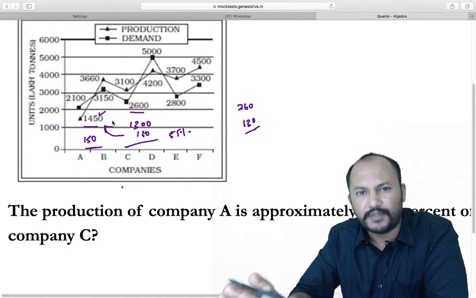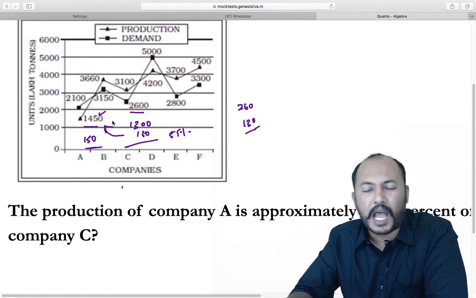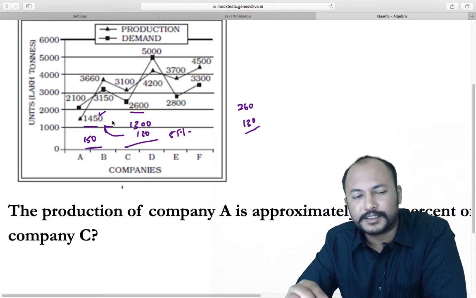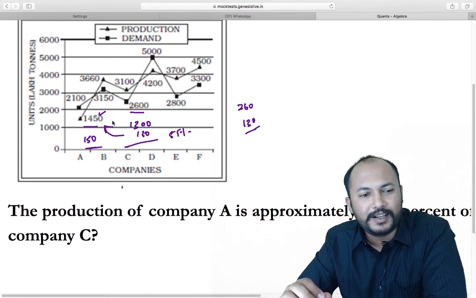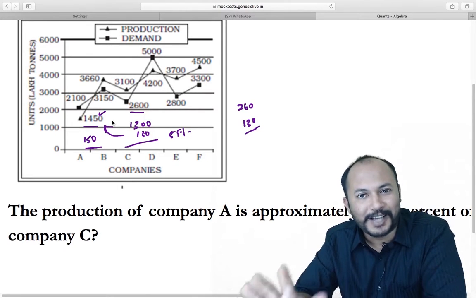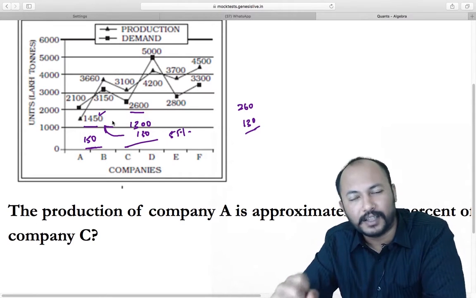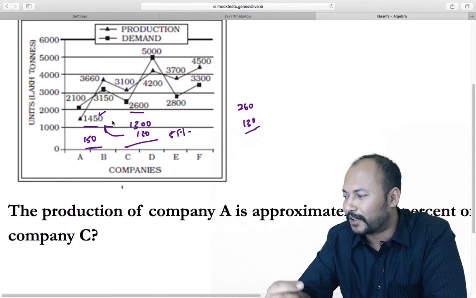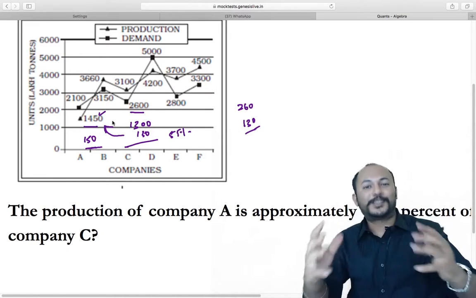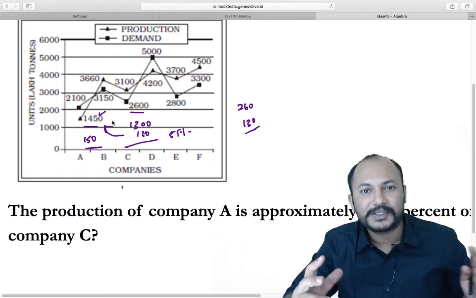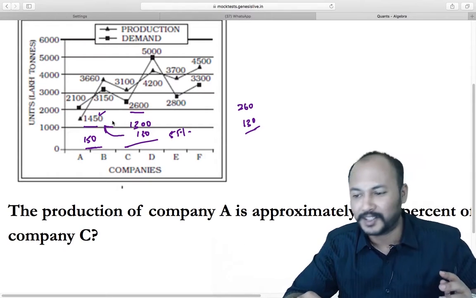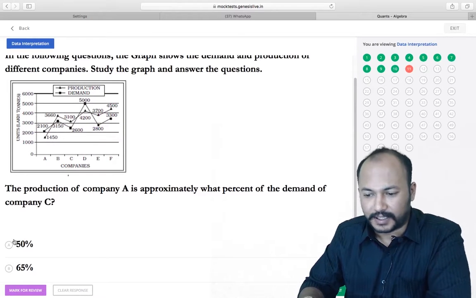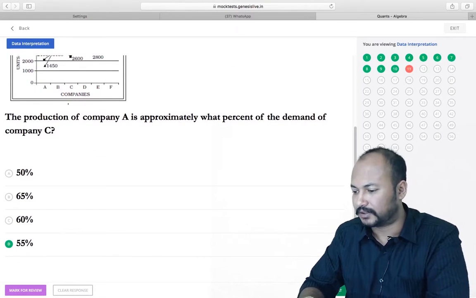So to score really well in data interpretation, having a good command on percentage is compulsory. It is not just knowledge, it is hands-on experience. A hands-on experience is something that is required. All right, great. Next one. Let's mark it. 55% marked. Go to the next one.